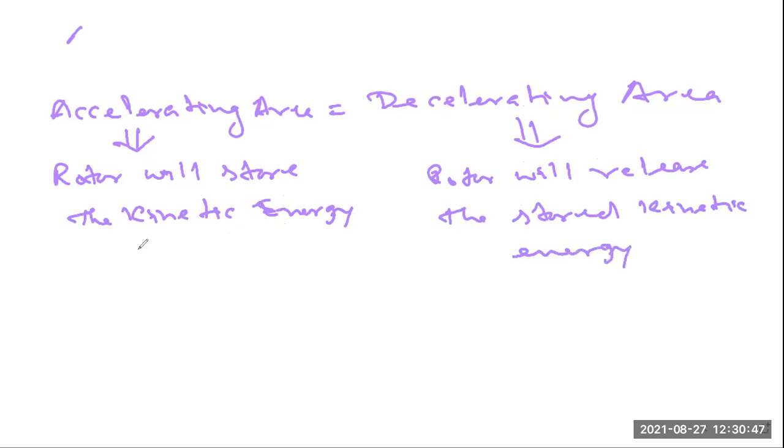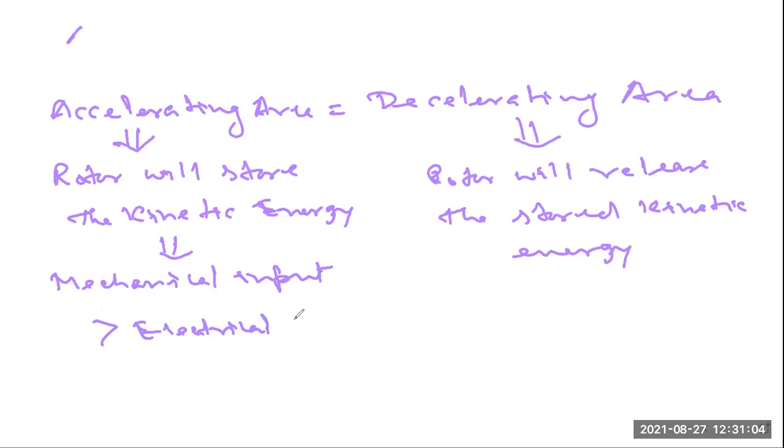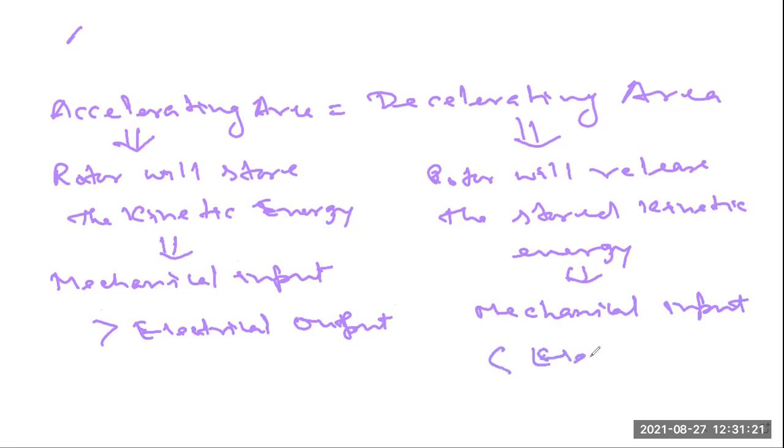Okay. Now, we have to understand when this accelerating period will come. If the mechanical input is greater than the electrical output, it is the accelerating period. And the mechanical decelerating area or decelerating period will come when the mechanical input is less than the electrical output. Okay, is it clear? Yes, sir.